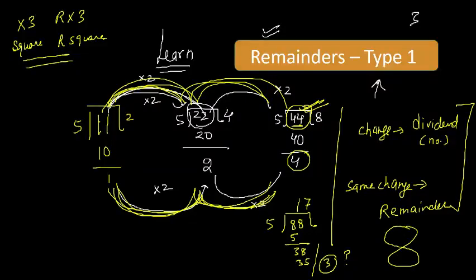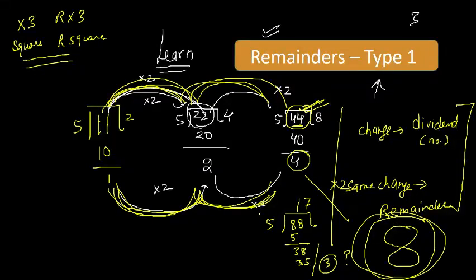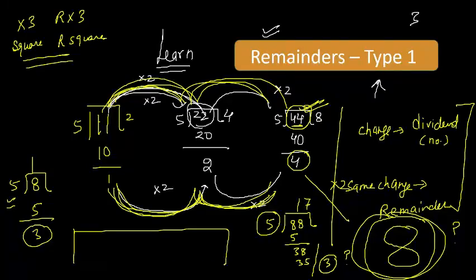Can I say our rule is not correct? No, it is correct. But the problem here is we are dividing by 5. Now, ideally 8 should come because 4 twos are 8. But we were dividing by 5, so how can your remainder be 8? 8 is bigger, so just divide 8 by 5 again. Remainder should always be less than divisor. I hope everyone knows this. Remainder is always less than divisor.